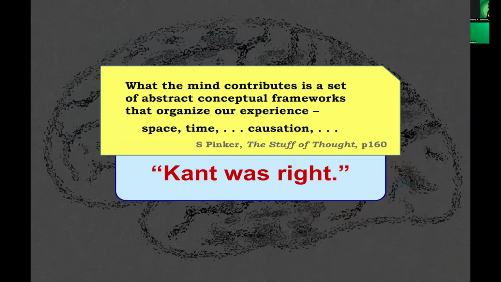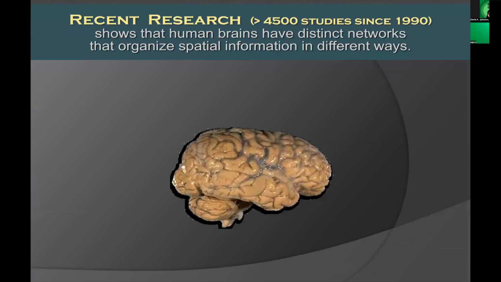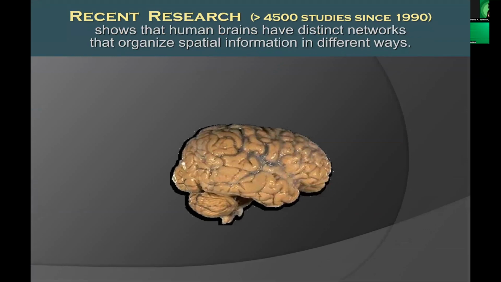According to Steven Pinker, in a pretty good book called The Stuff of Thought, what the mind contributes is a set of abstract conceptual frameworks built into our heads that organize space, time, causation, quantity, and so on. This has implications for how we teach social studies and math and science. We've reviewed about 4,500 of these research studies and come to the conclusion that the brain seems to have at least 8 distinct networks that organize spatial information in different ways.